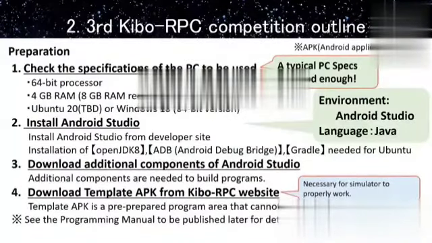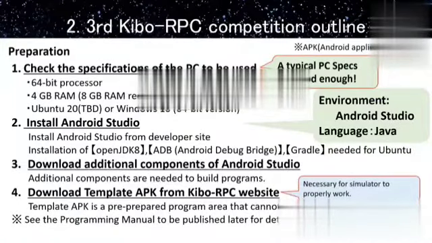To set up your computer, check its specifications first. Basically, we use simulations in a web environment. Typical PC specs are good enough. Once you have confirmed the specifications, install Android Studio. Next, download the additional components. Finally, download the template APK, which can be found in the Downloads tab at the website.